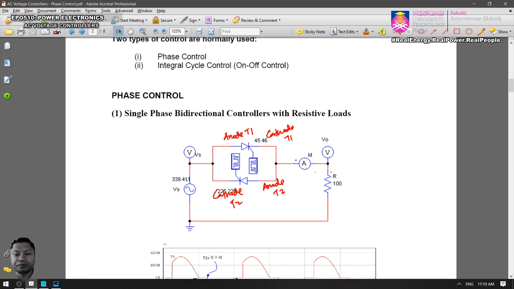Right? So in this connection, with a special control of the thyristors, we're going to see that thyristor 1 will control the power flow during the positive cycle. And thyristor 2 will control the power flow for the negative cycle.